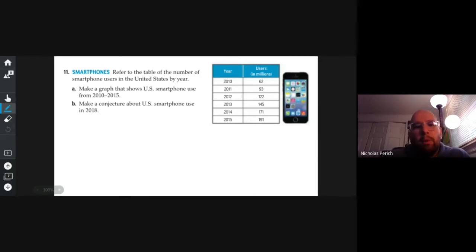making things up. Refer to the table of the number of smartphone users in the United States by year. So we have all of these users in millions. And just looking at the table before even doing anything, it seems to me that as the years go on, the amount of users go up. So I'm going to make a table in part A, and then make a conjecture about smartphone use in 2018. So if I know that I'm going to predict the future, this is what I'm going to do. And Santiago, you're on the right path.